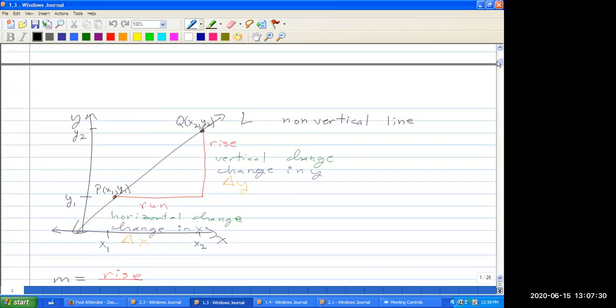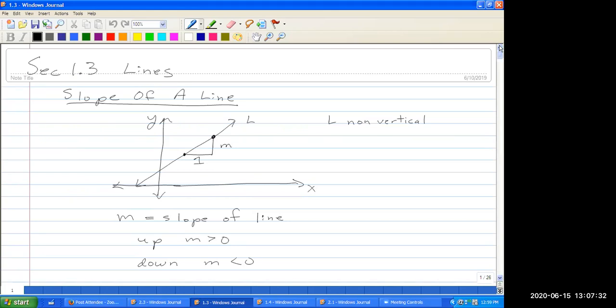Oops. So let's start section 1.3. Section 1.3 is on lines. So first, draw some line in the plane. And now let's do it relative to some x and y axis, so to some coordinate system.